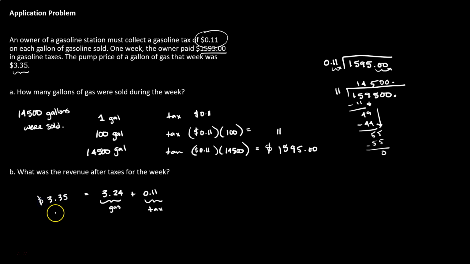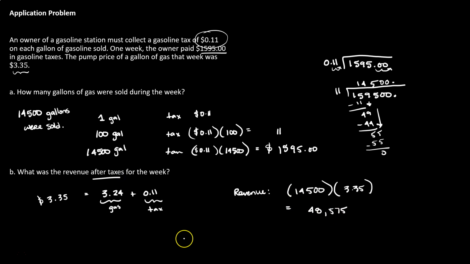So that would be $3.35 per gallon. We want to know what the revenue was after taxes. So first we need to find revenue. Revenue comes from how much you sold times the price you sold it for. So if we multiply the 14,500 times $3.35, we see that the revenue for the week was $48,575. But they want to know after taxes. So I'm now going to take that revenue and subtract the tax.